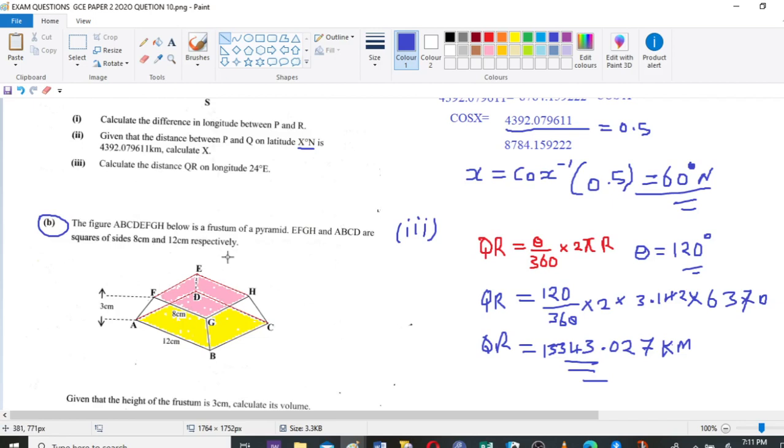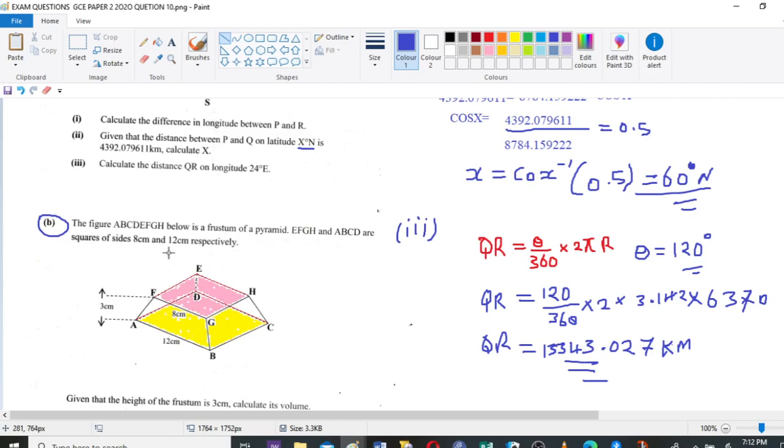we have a frustum of a pyramid. This pyramid has squares of sides 8 centimeters and 12 centimeters, as you can see here. So the base, the one at the bottom, the one in yellow, is 12 centimeters. It's a square. Then the top one, the one in pink, is also a square, which is 8 centimeters.